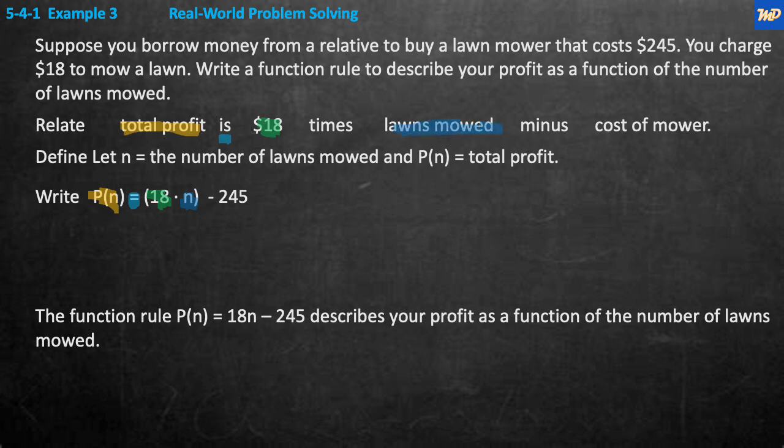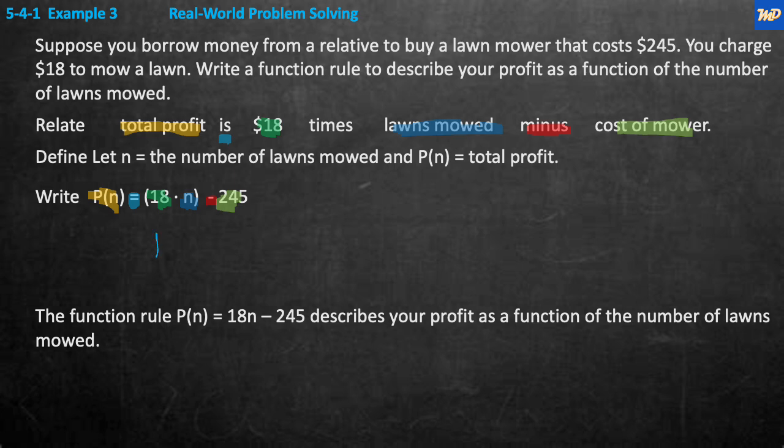And you have to subtract out of that, here's your minus. And finally, let's do this light green: the cost of the mower is $245. So total profit is $18 times the number of lawns minus the cost of the mower. Define n as the number of lawns mowed, and P of n is the total profit. And there's our equation. Now I'm going to go back to the pencil.